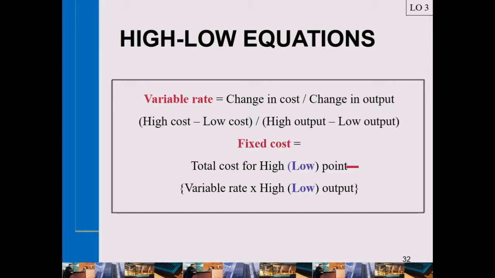Now, for the fixed cost, it is your total cost for the high point minus your variable rate times your high point output. If you use the low point, it is your cost for the low point minus your variable rate times the low output. So, that's it.